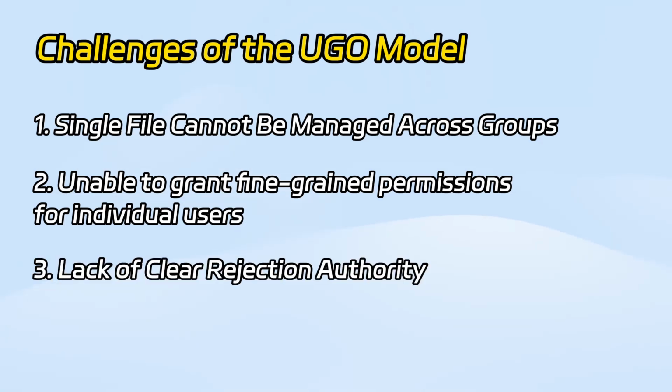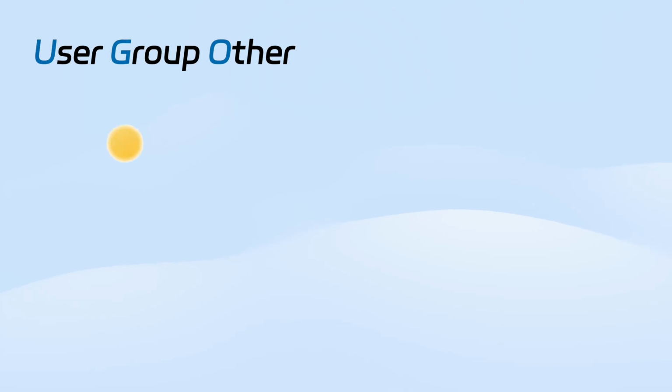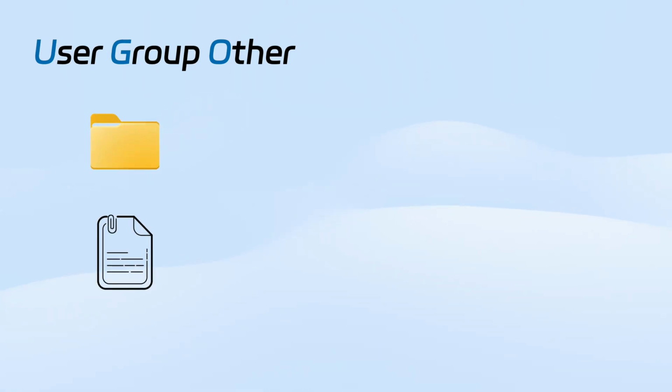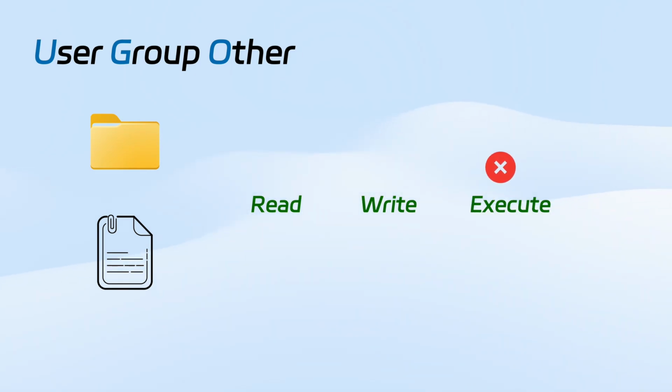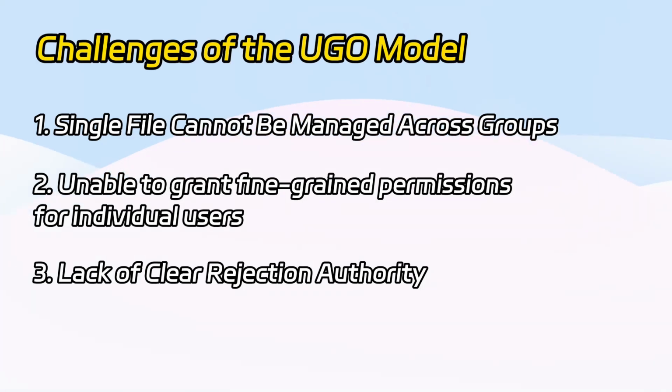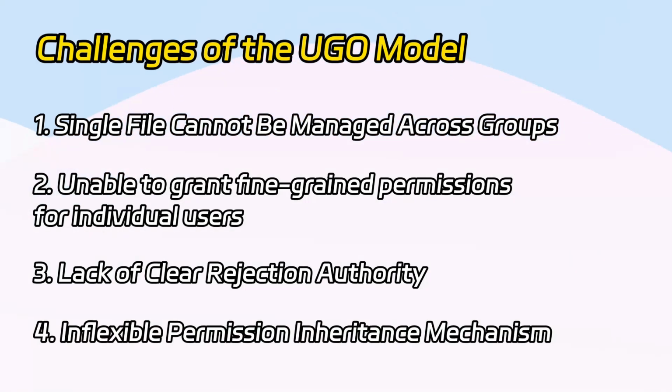Furthermore, the UGO model lacks an explicit deny permission. It can only assign read, write, and execute permissions to files or folders, but it cannot explicitly deny a specific permission. This means if you want a user from a high-privilege group to be absolutely forbidden from accessing a sensitive file, the UGO model cannot meet this kind of access control requirement. Finally, the permission inheritance mechanism of the UGO model is not flexible enough. Although the UGO model can set default permissions for files or folders in complex nested directory structures, permission inheritance management is not flexible or intuitive, which can easily lead to permission chaos that is difficult to track.